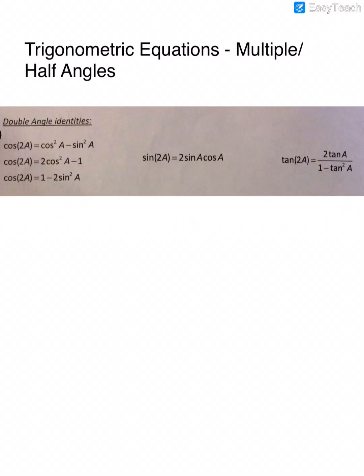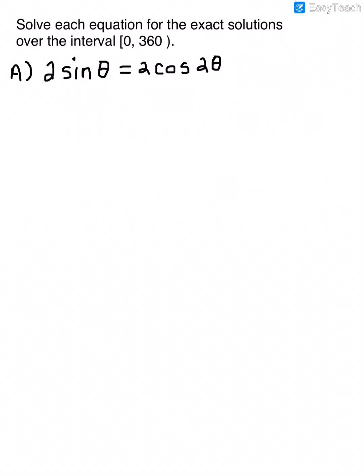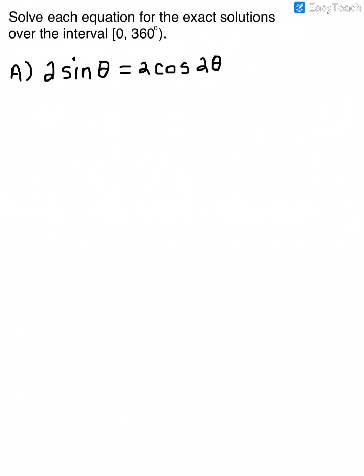Remember, we have 3 double angle identities for cosine, 1 for sine, and 1 for tangent. Solve each equation for the exact solutions over the interval between 0 and 360. So we're trying to solve this equation for one of the variables.